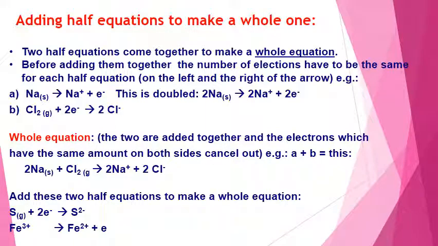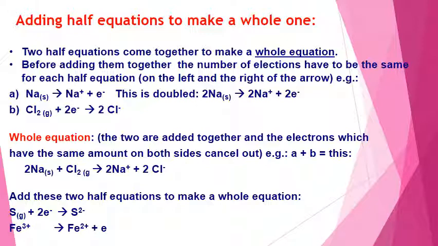Okay, so moving right along. In order to gain excellence in this unit or achievement standard, you have to be able to add the half equations together to make a whole redox equation. So the 2 half equations for the oxidation and reduction, one half equation for each step, come together to make a whole equation. Before adding them together, it is very important that the number of electrons be the same for each half equation. In this case, that is on the left hand side or right side of the arrow, depending on whether it's an oxidation half equation or a reduction half equation.